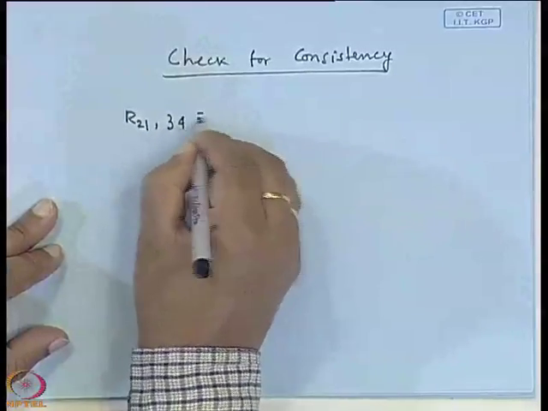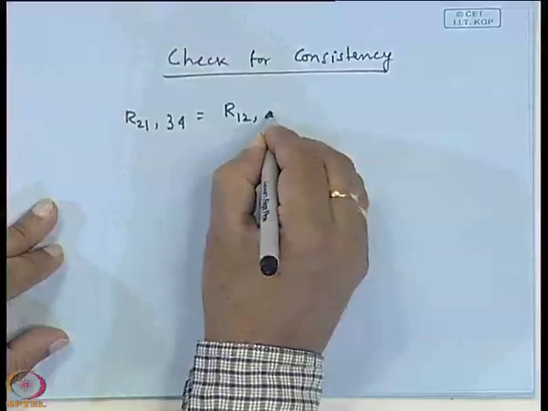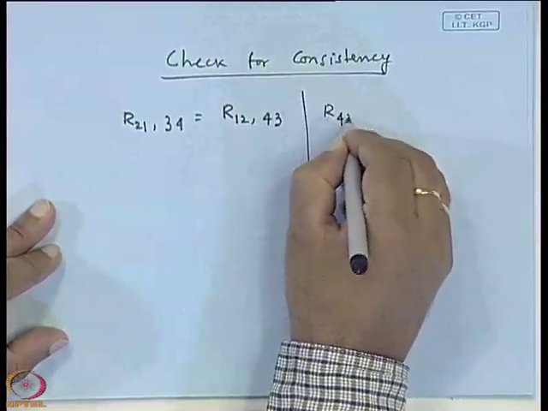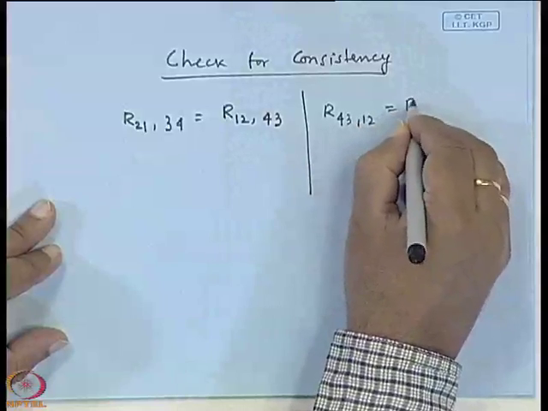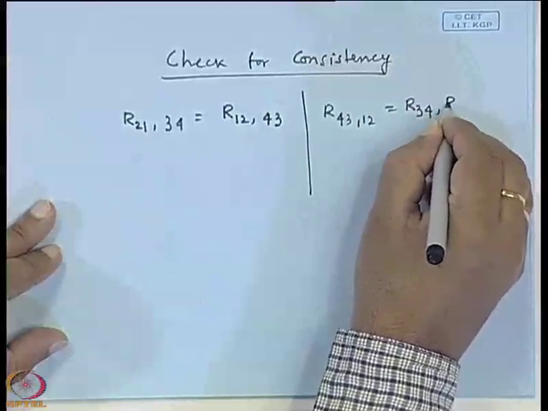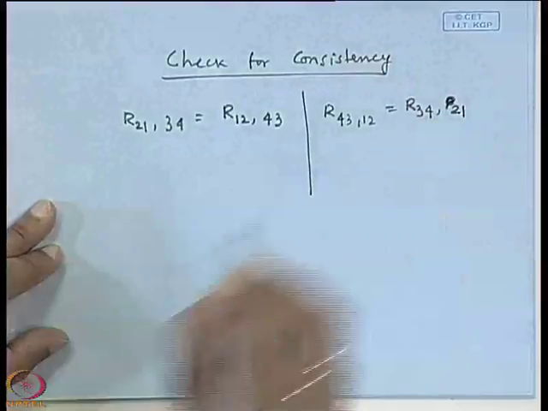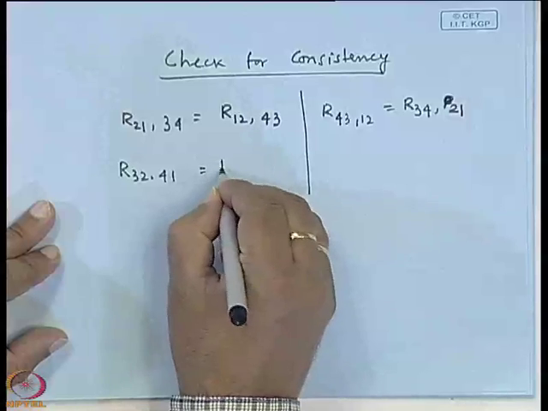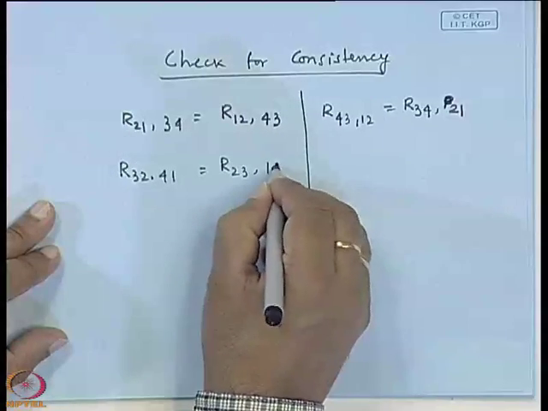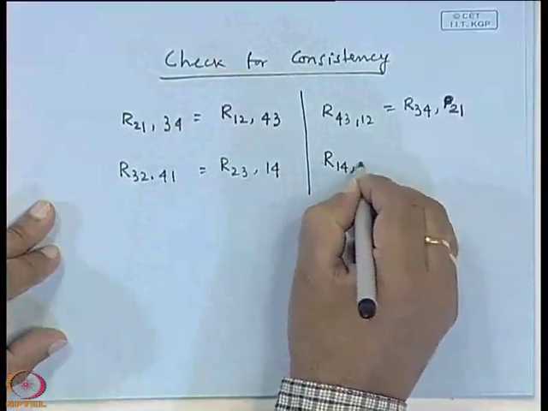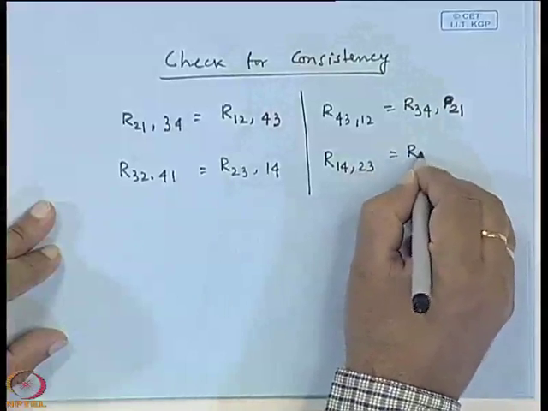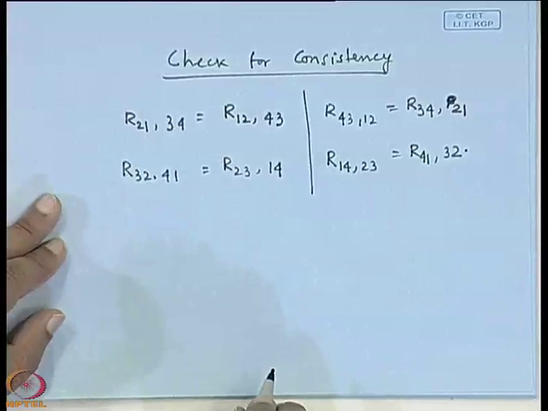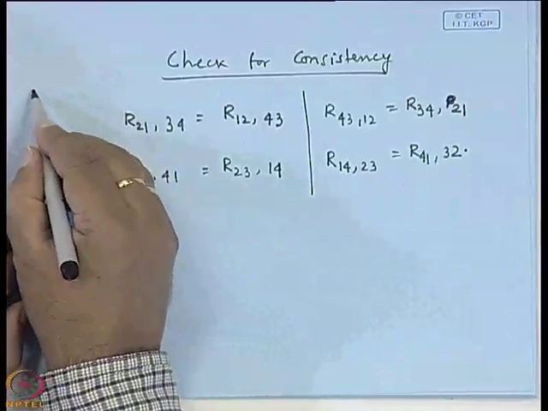R2134 must be equal to R1243. R4312 must be equal to R3421. Similarly, R3241 must be equal to R2314 and R1423, that is equal to R4132. This is condition 1.